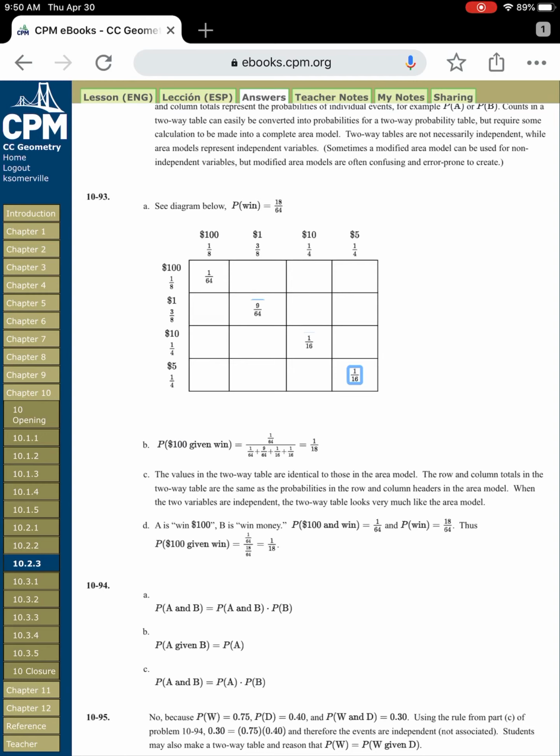Like in B, Nick comes home and he tells Zach that he won some money in the double spin game. So we know he won money. What we have to do is find the probability that he won $100 given that he won some money. So the probability of 100 given the win would be that 1 over 64 probability divided by the probability of winning, which is the sum of all those winning options. And that's how you get to that 1 over 18.